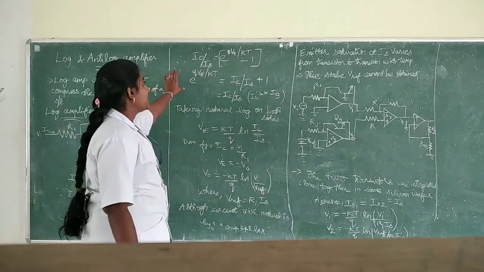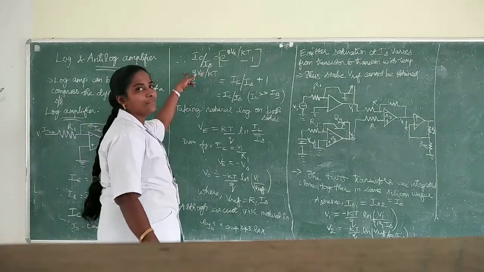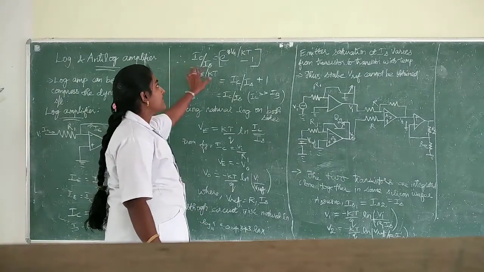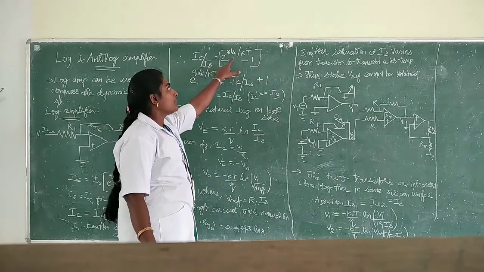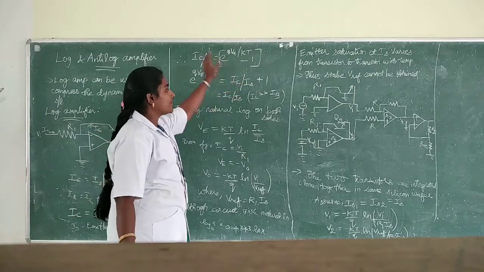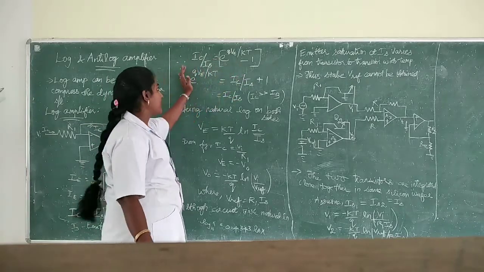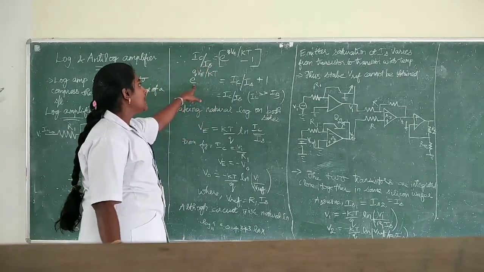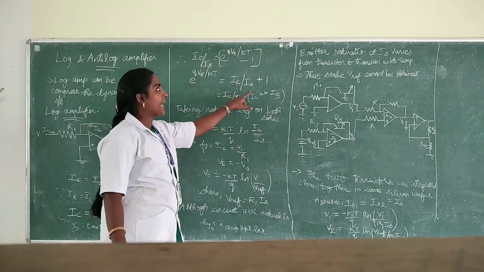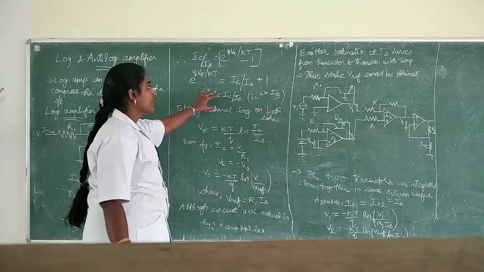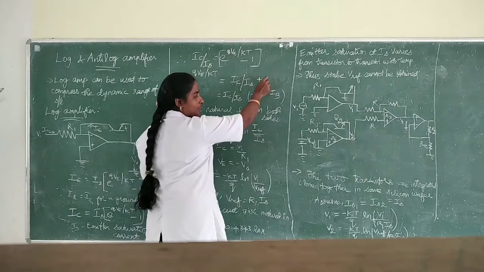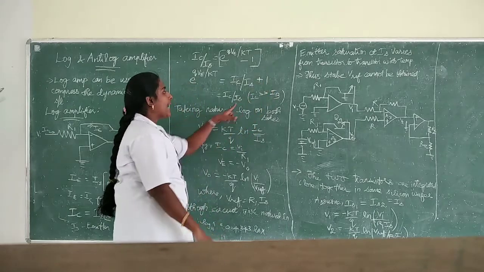Here in this equation take this IS to the left hand side, so you will get IC by IS equal to e power qVE divided by KT minus 1. Next take the minus 1 to the left hand side, so it will become plus 1. So e power qVE divided by KT is equal to IC divided by IS plus 1. Here IC is very much greater than IS, so you can neglect this 1. So you will get IC divided by IS.